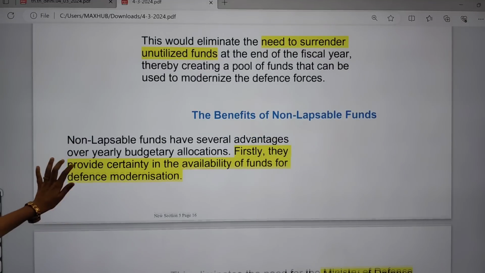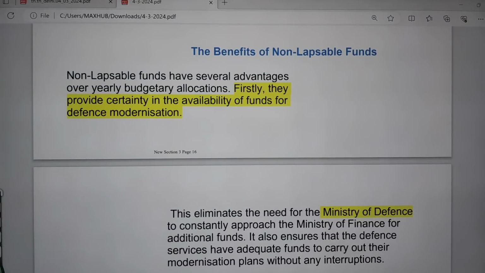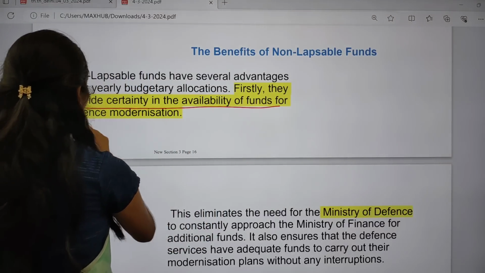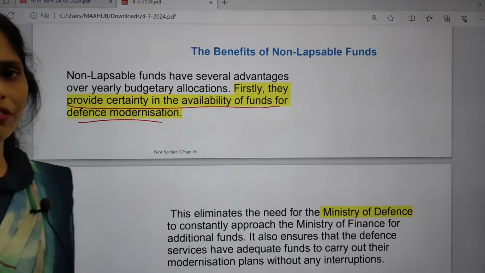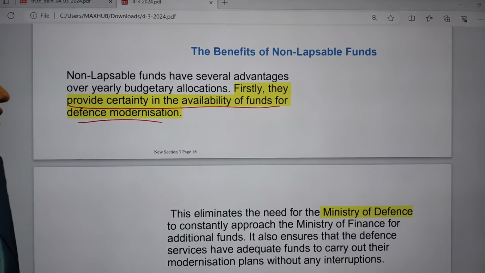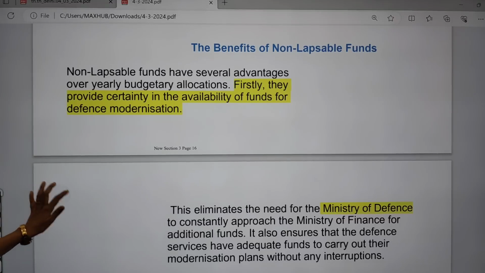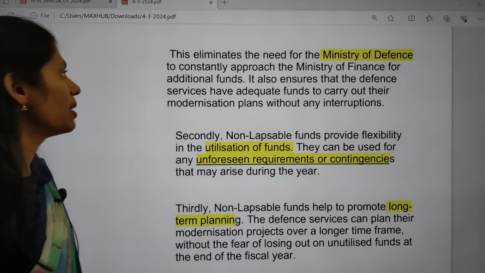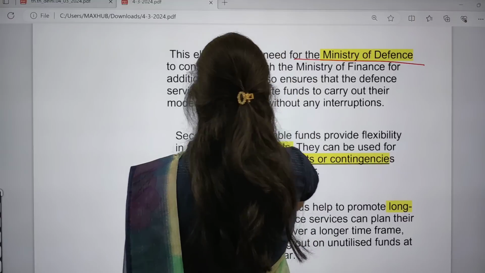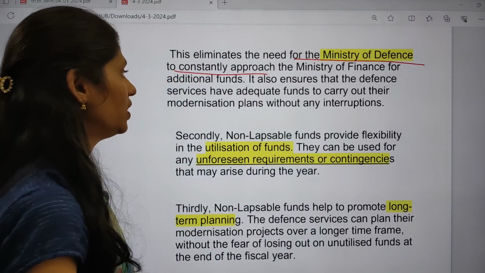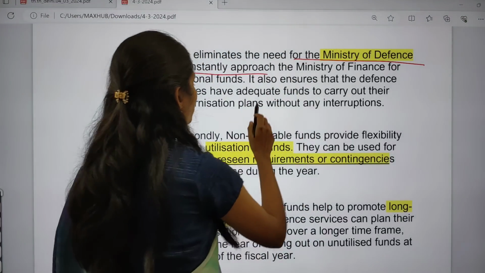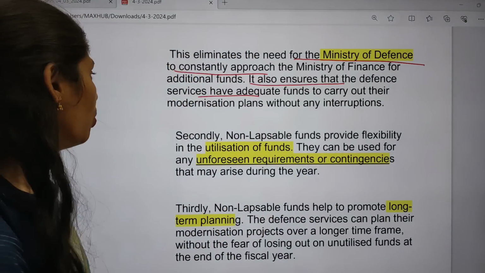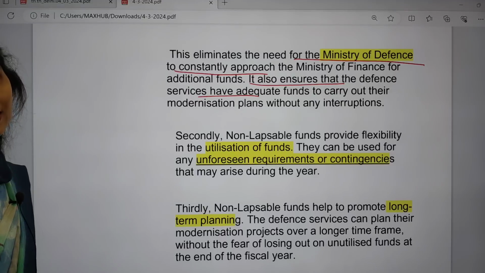And what are the benefits? Non-lapsable funds have several advantages. They can provide certainty in the availability of funds for defense modernization. They will have the funds reserved so that they can go for modernization of defense whenever it is possible. Next, this non-lapsable fund also eliminates the need for the Ministry of Defense to constantly approach the Ministry of Finance for the allocation of funds. It also ensures that the defense services have adequate funds to carry out their modernization plans without any interruptions.